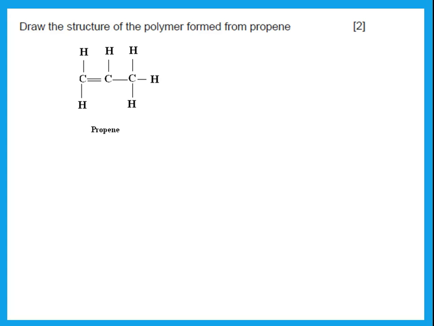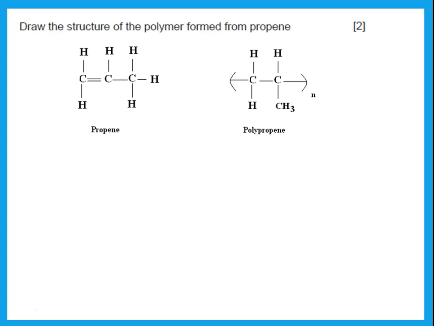Now, how do I draw the polymer? We said I look at the 2 carbons that have the double bond, and I copy them with a single bond so that I have a bond going to something before it or something after it. And I do that between brackets and write n to indicate that this part is repeated many, many times.